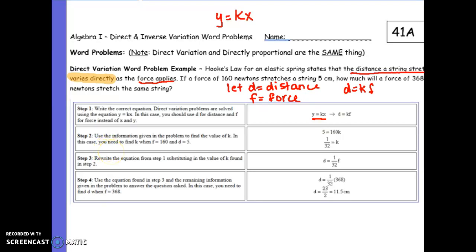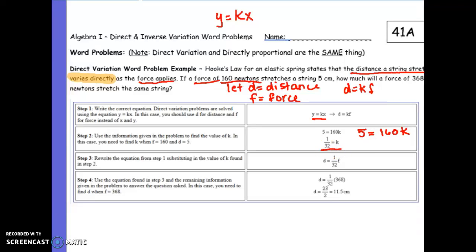Step 2, we use the information given in the problem to find the value of k. In the word problem, it says if a force of 160 newtons, so your F is going to be 160, and your k we don't know. And then our distance is going to be 5 centimeters. So we then solve for k, and that's how we get 1/32.